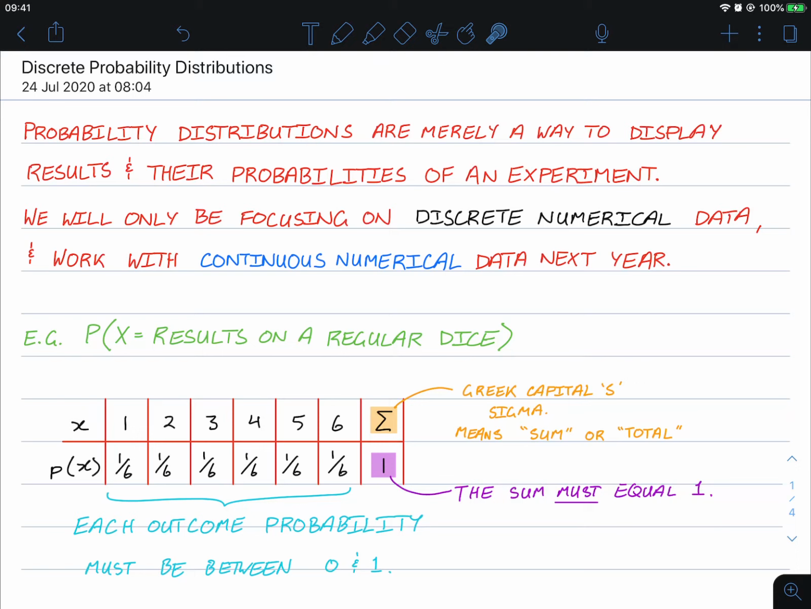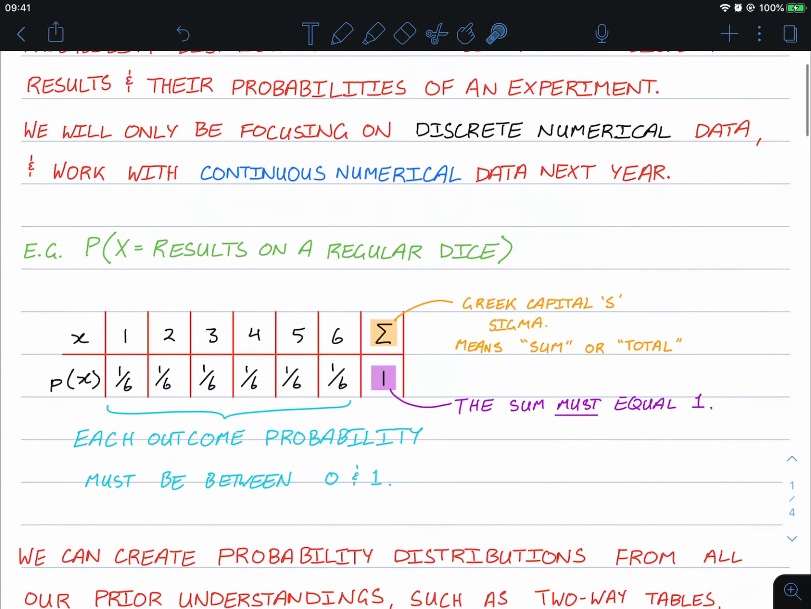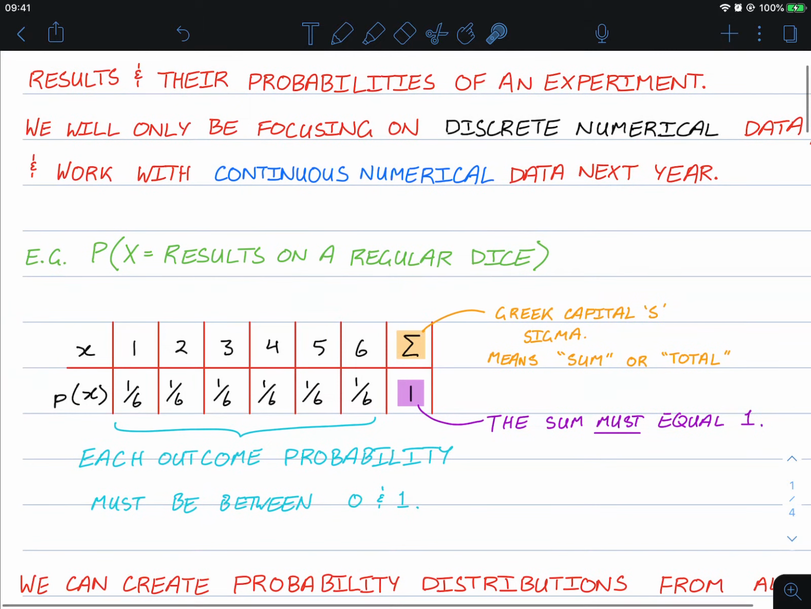Hello class, this is a video tutorial on discrete probability distributions. Probability distributions are merely a way to display results and their probabilities of an experiment. We will only be focusing on discrete numerical data and work with continuous numerical data next year. So let's get into an example just to get an understanding of the notation of these discrete probability distributions.